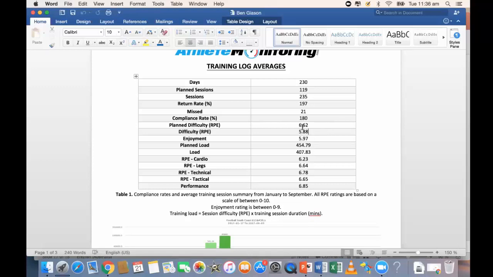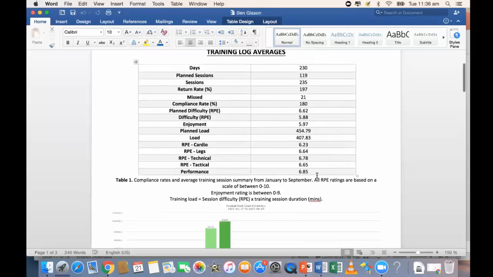These were his average RPE difficulties. This was the team average RPE, and this was his reported RPE. Again, this is low because, like I said, this player was quite elite and above the rest of his teammates, a little bit more skilled. This was his average enjoyment rating out of 9. This was the average planned load for each session. This was what he was reporting, which is actually not too bad. And these were his average RPE ratings for cardio, legs, technical and tactical, as well as performance.